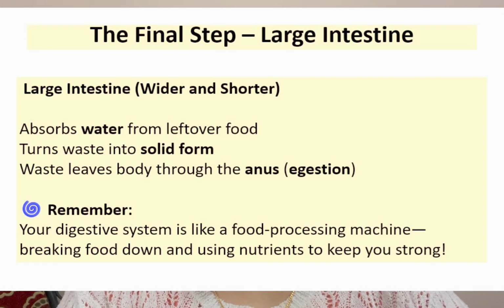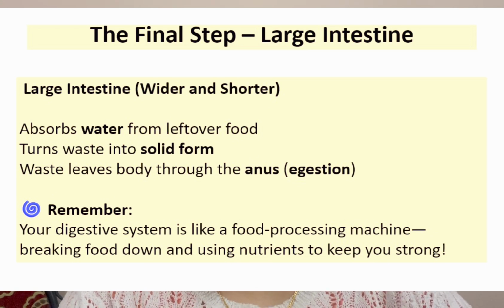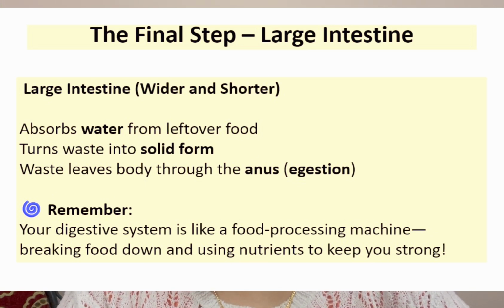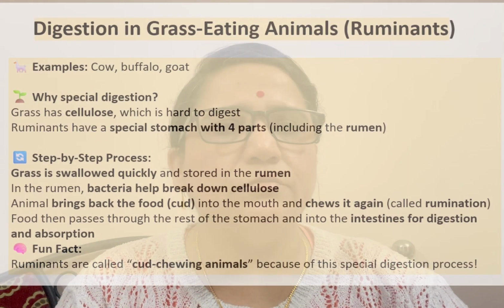The final step: large intestine. The large intestine is wider but shorter. Its main job is to absorb water from the leftover food, turning waste into solid. Finally, waste leaves the body through the anus during egestion. Remember, your digestive system is like a food processing machine, breaking down food and using nutrients to keep you strong.